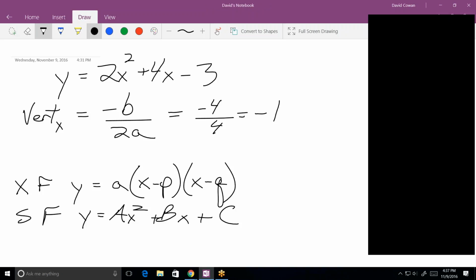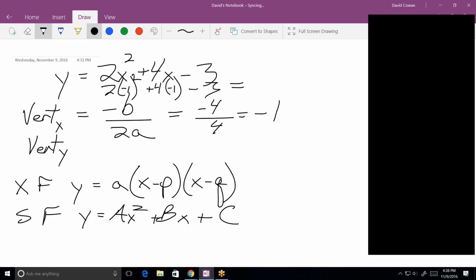Now, how do you get the y-coordinate of the vertex? Well, you plug in -1 for x. Correct. So we got 2 times -1 squared plus 4 times -1 minus 3. What's all that equal to? What y?